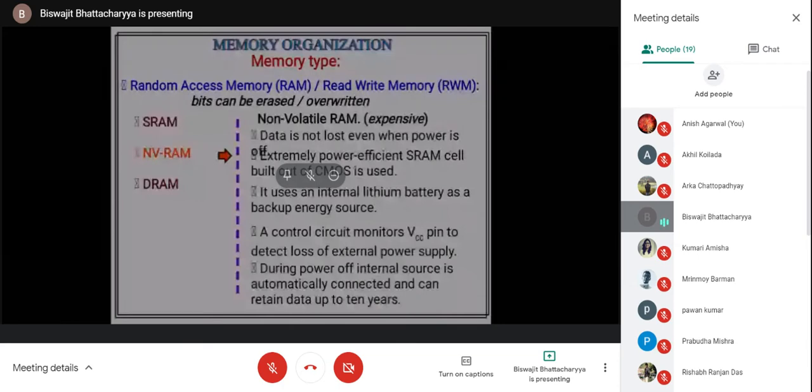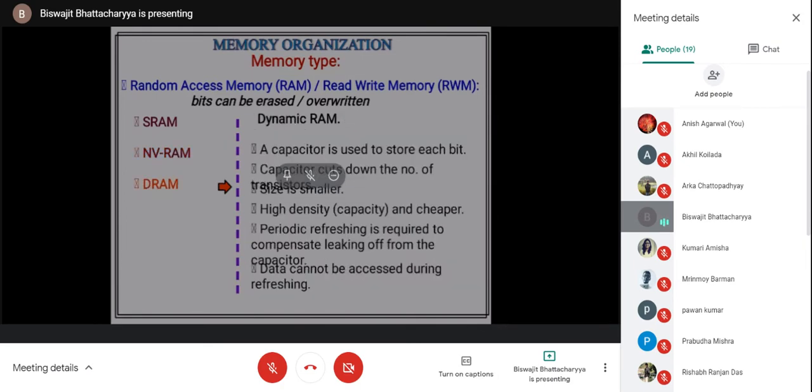So that is the basic feature of NVRAM, non-volatile RAM. But it is quite expensive, that is a problem. Okay, and its access time is also quite low. It is a very fast memory.